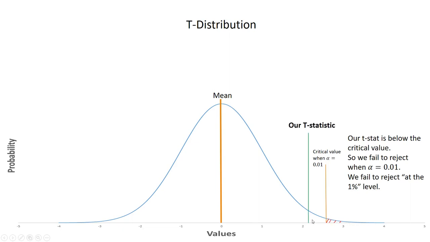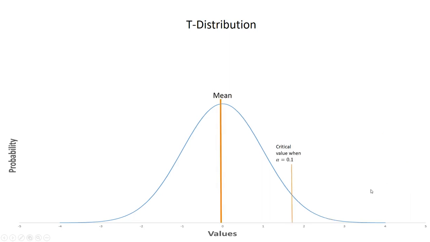Our t-statistic is here again. And now in this case, we fail to reject our null hypothesis because our t-statistic does not lie within the critical region. It's not larger. It's not large enough. It's not larger than the critical value. So in this case, we would say we fail to reject when alpha equals 0.01. We fail to reject at the 1% level.